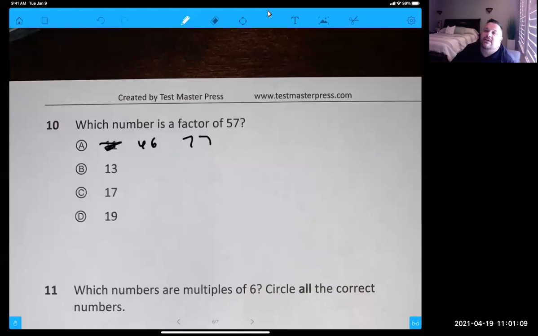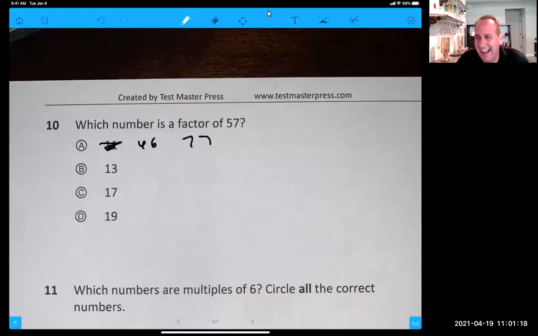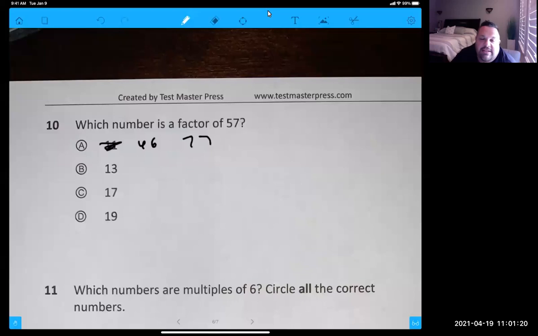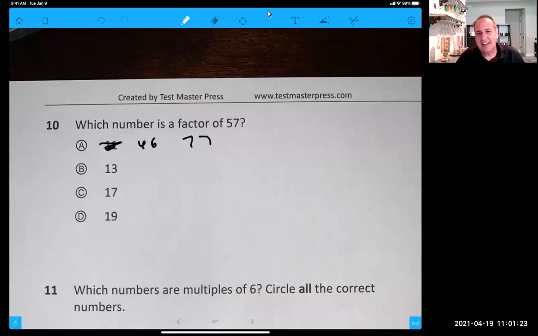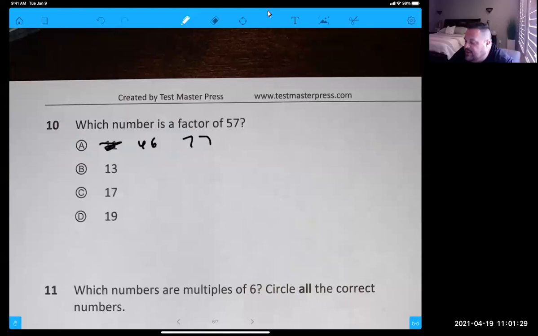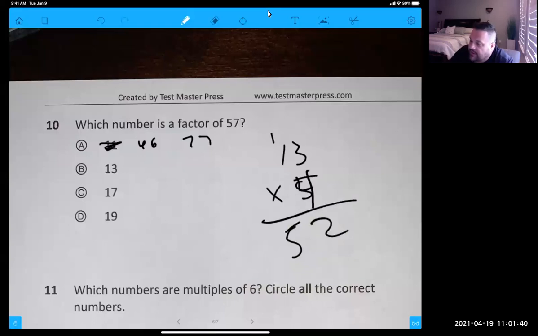3, 6, 9, 12, 15, 18, 21, 24. You've got to think about that one. Or use Mr. Spina's thing and just start multiplying. 13 times, let's see, 5. No, that'd be too big. 4 would be 52. That's not close enough. If I add another 13, that puts me over, right? 6, 65. So 13 doesn't work.